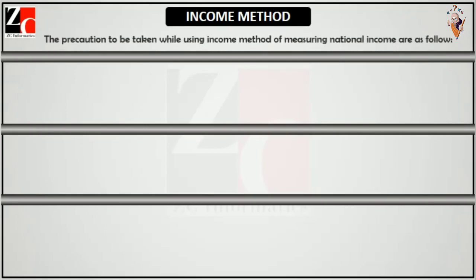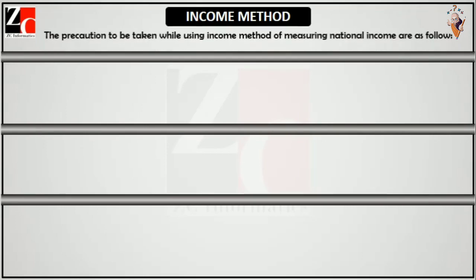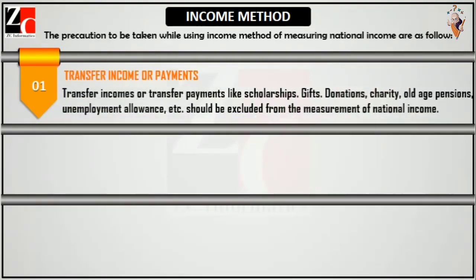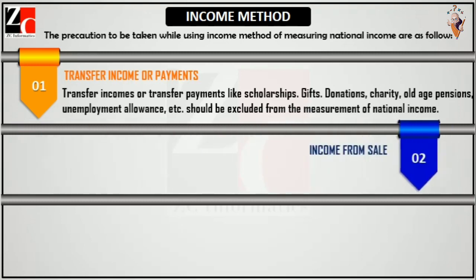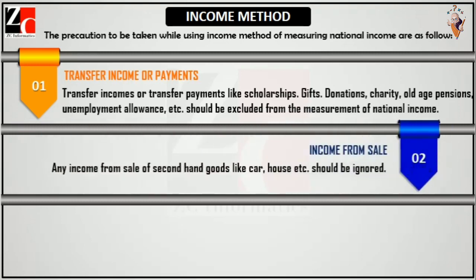The precautions to be taken while using income method of measuring national income are as follows. Point number 1. Transfer income or payments. Transfer incomes or transfer payments like scholarships, gifts, donation, charity, old age pensions, unemployment allowances, etc. should be excluded from the measurement of national income. Point number 2. Income from sale. Any income from sale of second-hand goods like car, house, etc. should be ignored.